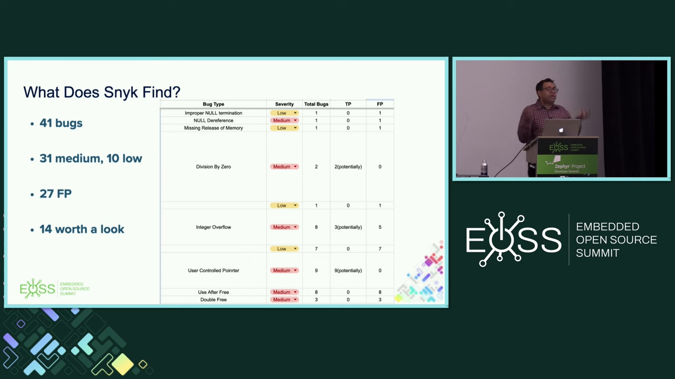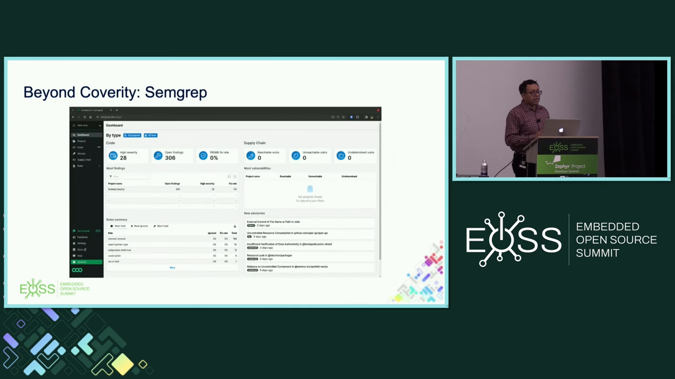This is what we are good at. At our security team, we look at the bugs, we triage, we do the audit, and so on. I've mentioned that. So out of the 41 bugs, there were 31 medium severity and 10 low severity bugs. There was no high severity bug found. 27 of them were false positives. 14 of them, we are not sure whether they are true positives, but maybe worth another look for the customers, although we feel more strongly that those would also be false positives. So that's what the other tools are finding in this space.